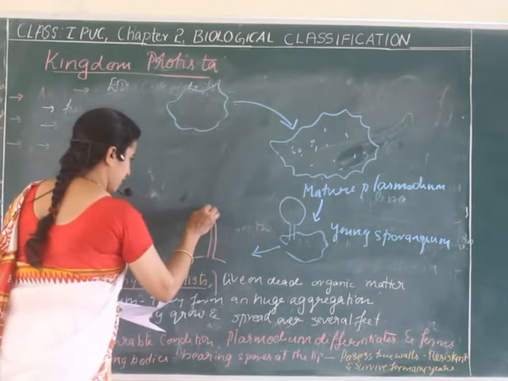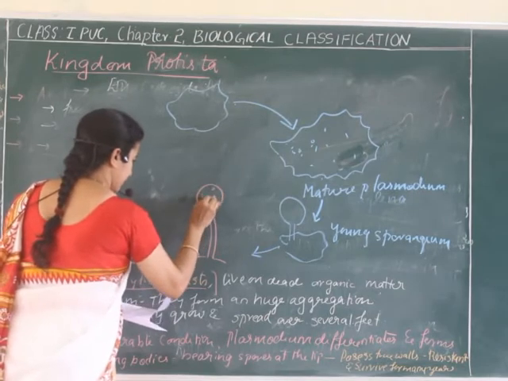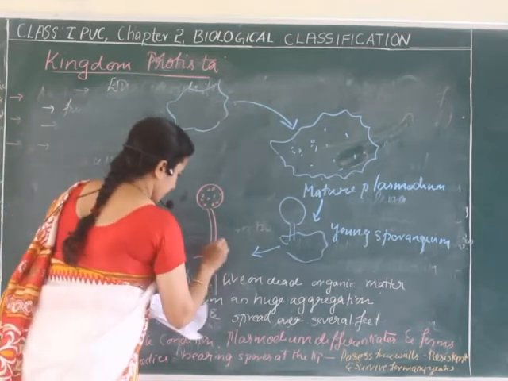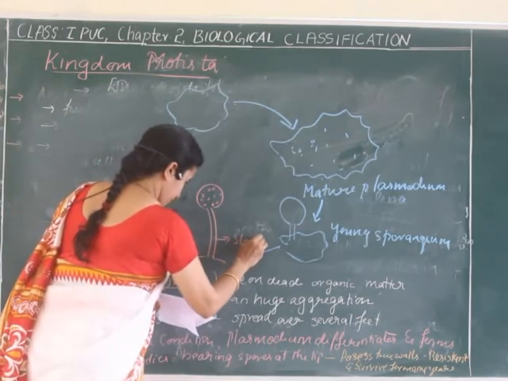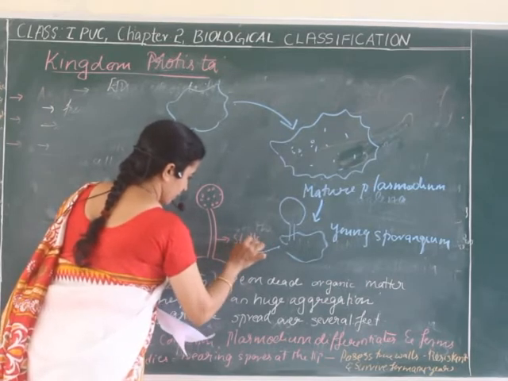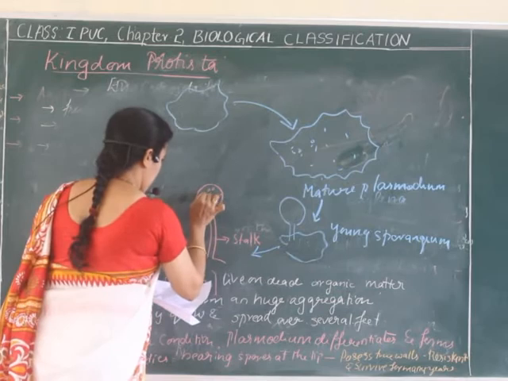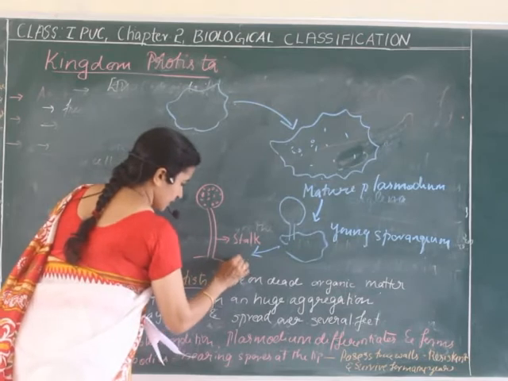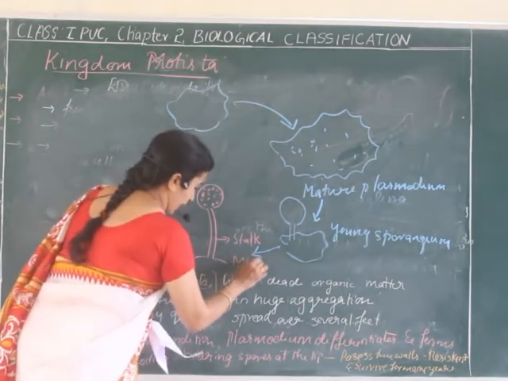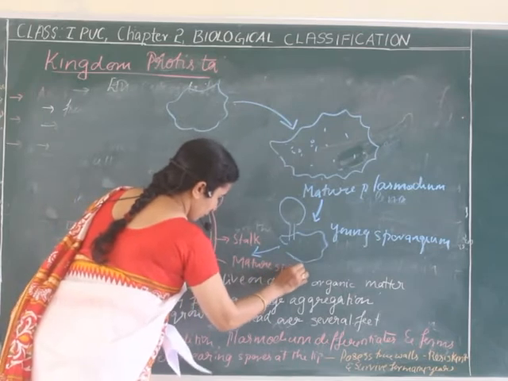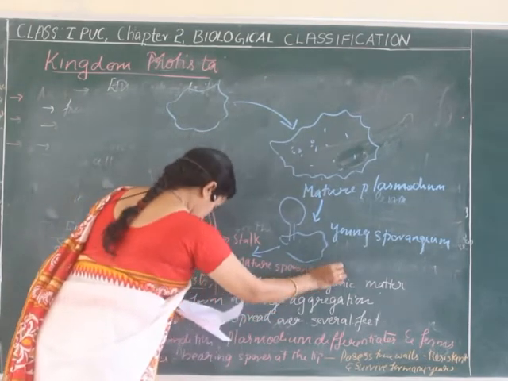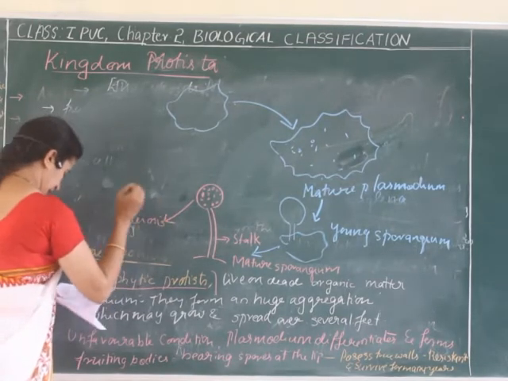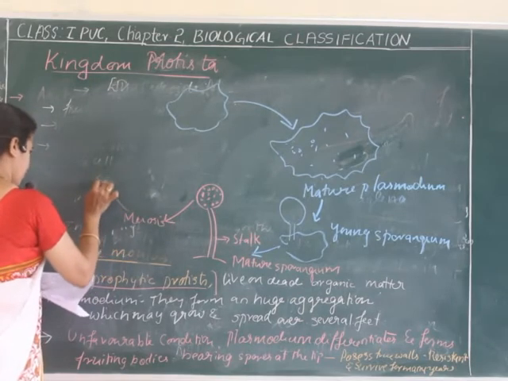So the fruiting bodies produced in the slime molds will be in this form. It is a stalk. This contains spores in it. The spores are present in this region. So what is this sporangium? This is a mature sporangium. Then these spores will undergo meiosis and produce the spores.